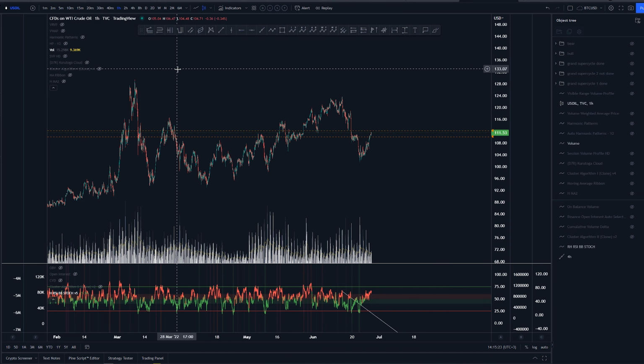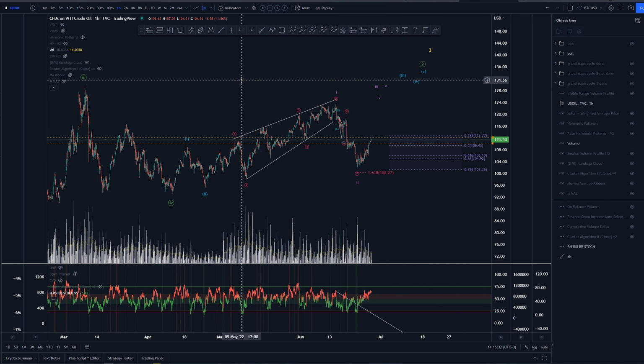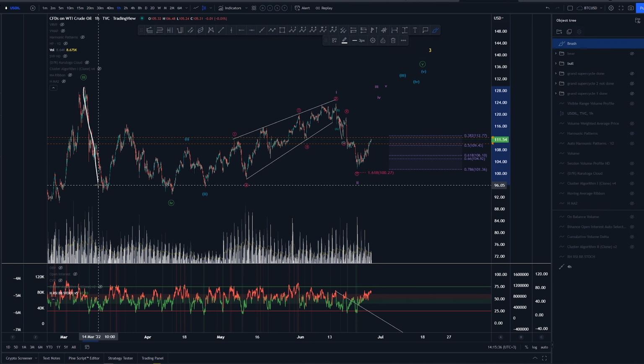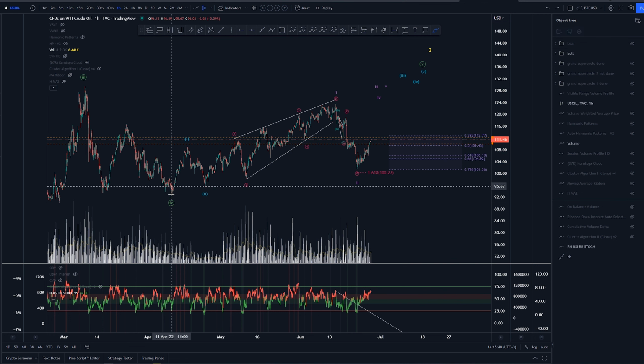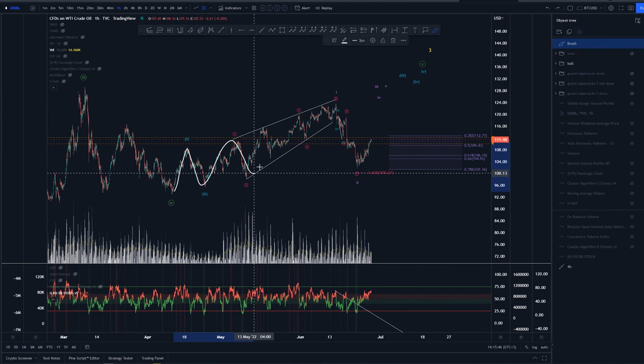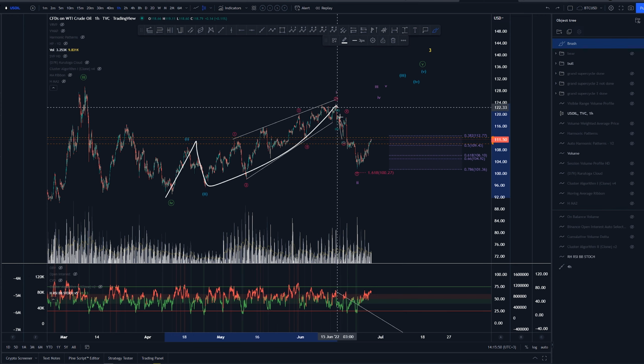Starting on the 1 hour time frame, we've had this very sideways action since March 2022. Basically, we have two scenarios overall. The bullish scenario says that we had a 3 and 4 coming down here, ending around April 11th of 2022. In this bullish scenario, we would have this as a 1, 2, 1, 2, 3, 4, 5 into 1. So overall a 1, 2, 1, 2.